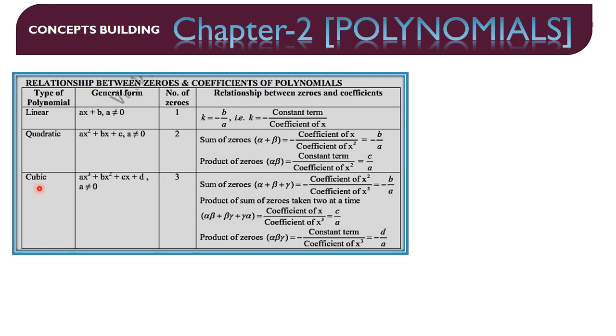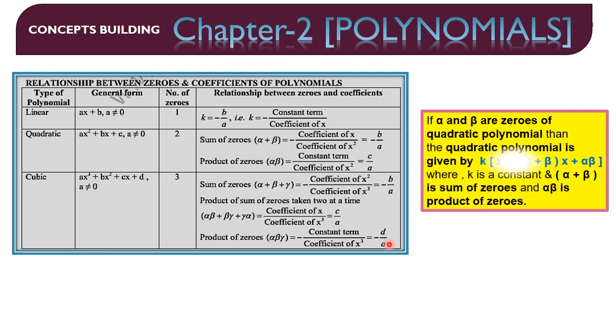Same way we can say for the cubic polynomial. A cubic polynomial has 3 zeros, that is alpha, beta and gamma. So here we have 3 different relations. Sum of the zeros, alpha plus beta plus gamma, is equal to minus b by a. Then sum of the products of zeros taken 2 at a time, that is alpha beta plus beta gamma plus gamma alpha, is equal to c by a. And the third relation is product of zeros, alpha into beta into gamma, which is equal to minus d by a.